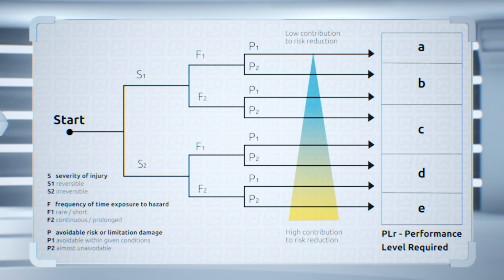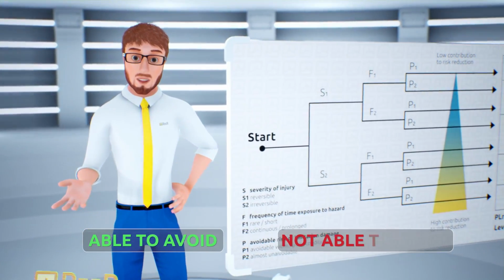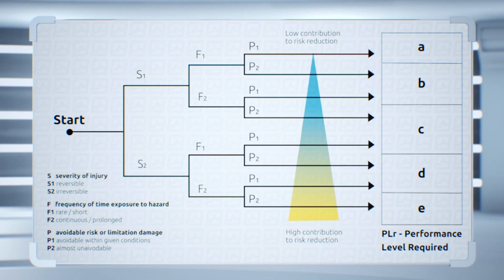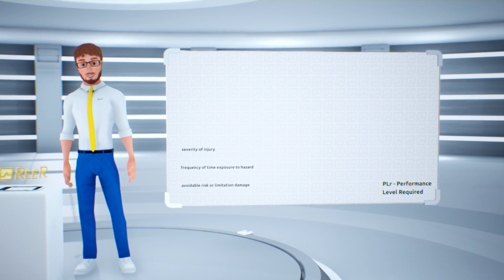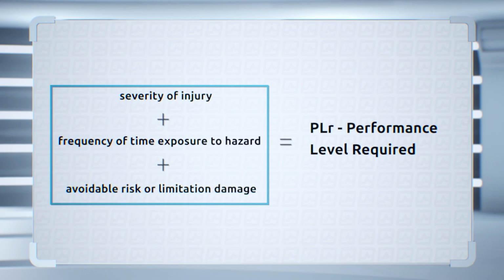3. Is the operator able to avoid the risk or not? In some cases, it may be possible under certain conditions. In other situations, it may be unavoidable. The combination of these three factors defines the performance level required for the machine to be considered safe.